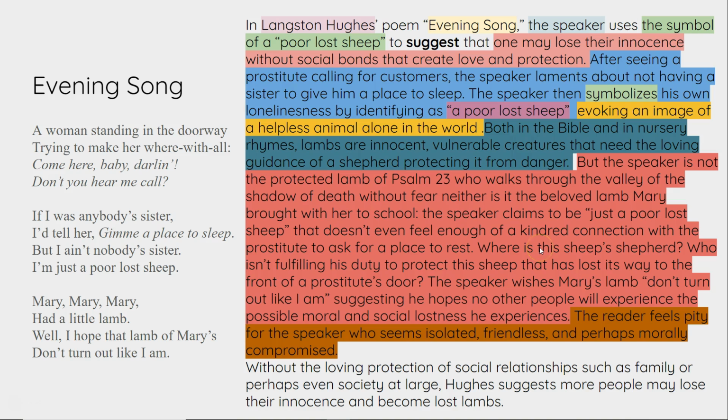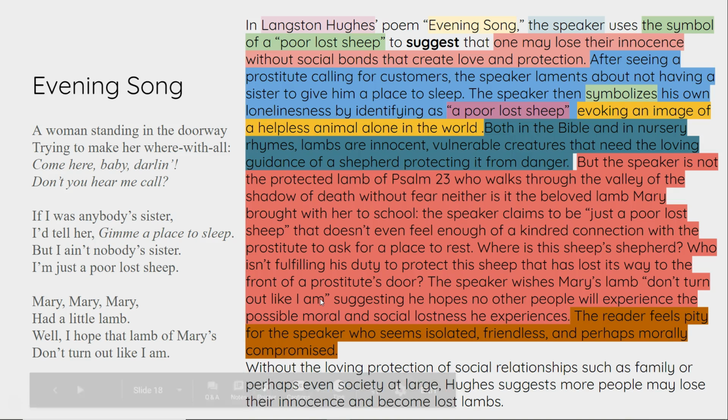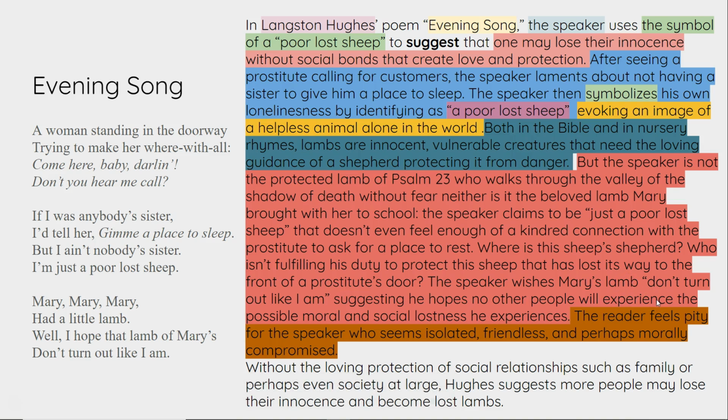Where is the sheep's shepherd? Who isn't fulfilling his duty to protect the sheep that has lost its way to the front of a prostitute's door? The speaker wishes Mary's lamb don't turn out like I am, suggests he hopes no other people experience the possible moral and social lostness he experiences. The reader feels pity for the speaker who seems isolated, friendless, and perhaps morally compromised.